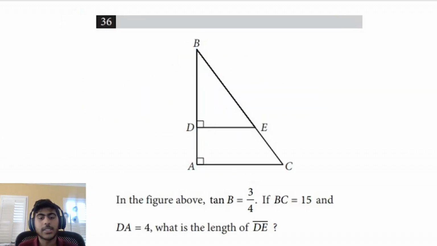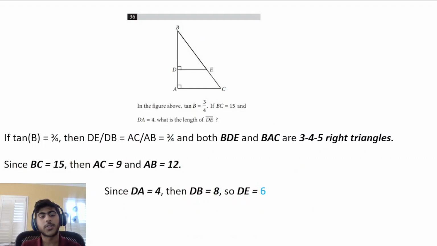Let's move on. Question number 36. In the figure above, tan B is 3/4, BC is 15, and DA is 4, and they're asking us for the length of DE. So here we have to do some critical thinking and think about the information they gave us and how we're going to use that information. So tan B is 3/4. So DE over DB and AC over AB is 3/4. And now what does that say?